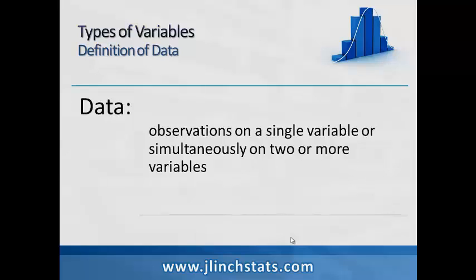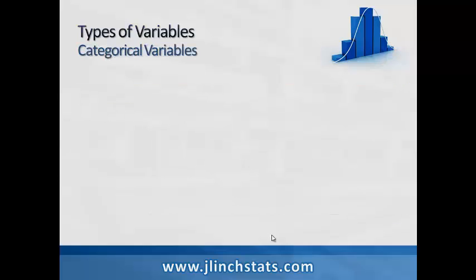In statistics, data are observations on a single variable or simultaneously on two or more variables. So when we collect data, we're making observations about particular individuals within a population, and we collect large amounts of data to start to make decisions about populations. So once again, data are observations on a single variable or simultaneously on two or more variables. Now let's further break down variables into their different types.